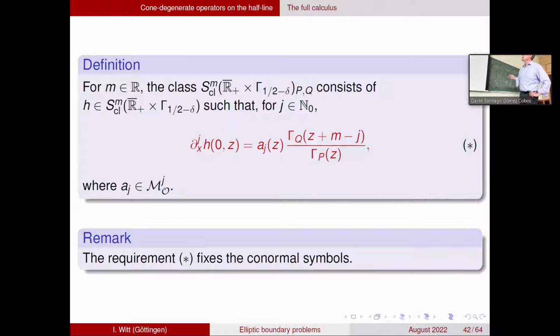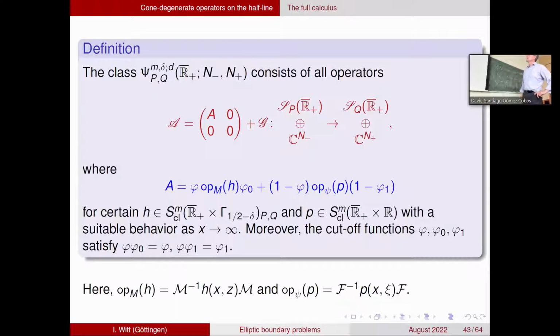And then if we just take derivatives at x equals 0, they are of the form as expected, what we need for our Kahneman symbols. That is just what gives us our Kahneman symbols, this requirement. And so then basically our calculus consists of something in the green class, such operators.